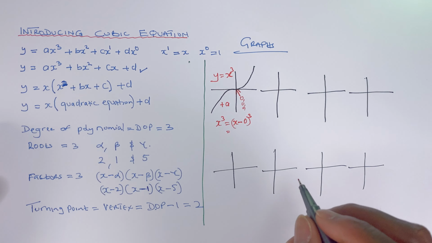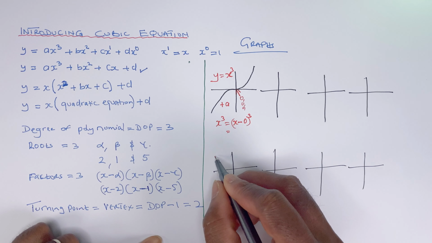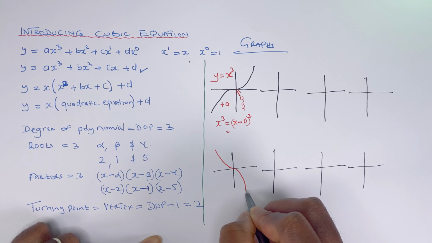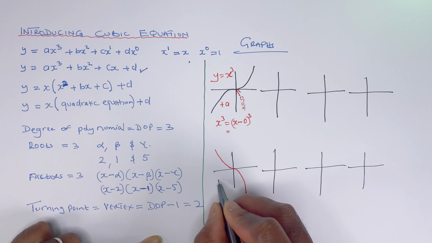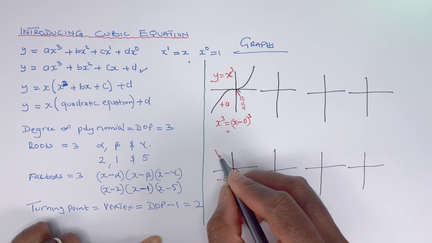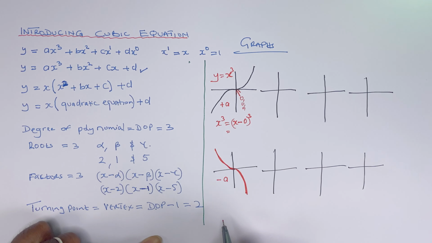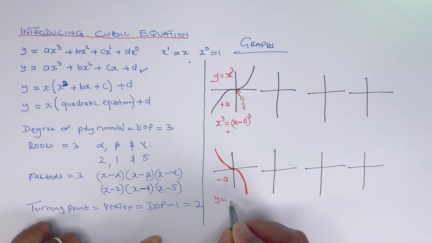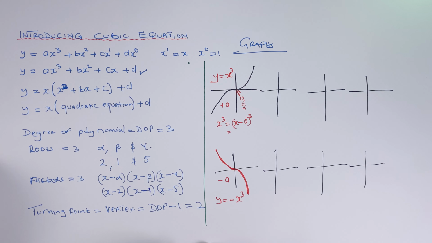And the other one that I like to draw is the one that goes from there and comes down gently and down back again. It's exactly the same as that, except this is minus A. I didn't do a dramatic drawing there. Okay, so this one is y equals minus x cubed.